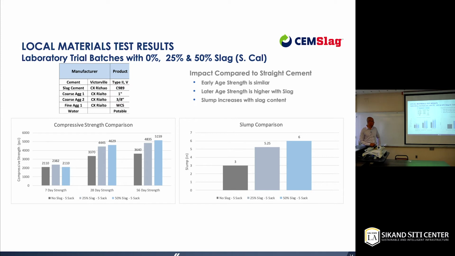But in the long-term strengths, at 28 days and 56 days, you can see the mixes with slag replacements showing higher compressive strengths compared to the conventional material. Also, one thing you have to pay attention to is that if you're adding slag to your concrete mix, it does increase the workability, which means it increases the slump. As you can see, with 25% and 50% replacements, you're getting much higher slump for your concrete mix.